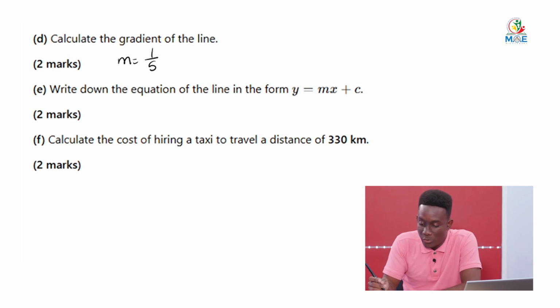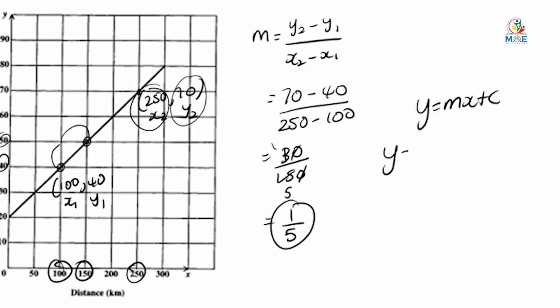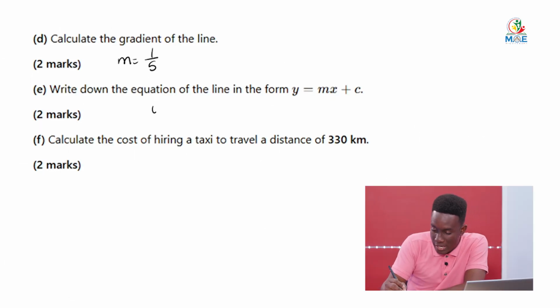Next, write the equation of the line in the form y equals mx plus c. So y is equal to, we know the gradient is 1 over 5, so 1 over 5x. And let's look at what c is. c is the part of the graph that crosses the y-axis. Here's the y-axis, and we see the graph crosses right here, at 20. So the line is y equals 1 over 5x plus 20.